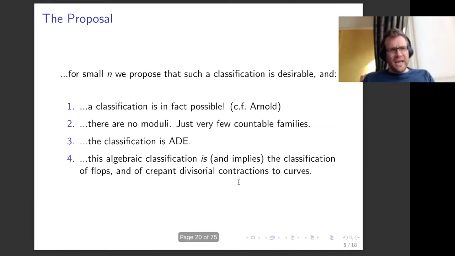And then the fourth part, to do with conjectures, which I'm about to talk about in a few minutes, if my time is good, is that this algebraic classification, this part of mathematics, is exactly the same mathematics as the classification of flops and of crepant divisor-to-curve contractions. So this is the classification in birational geometry of flops, and also, somehow for free, we weren't expecting this, crepant divisor-to-curve contractions. So aim for flops and you hope the other comes for free. Certainly number four isn't there yet, but I'll try to outline some of the evidence towards that. And so that's the proposal, and it's a little bit outrageous.